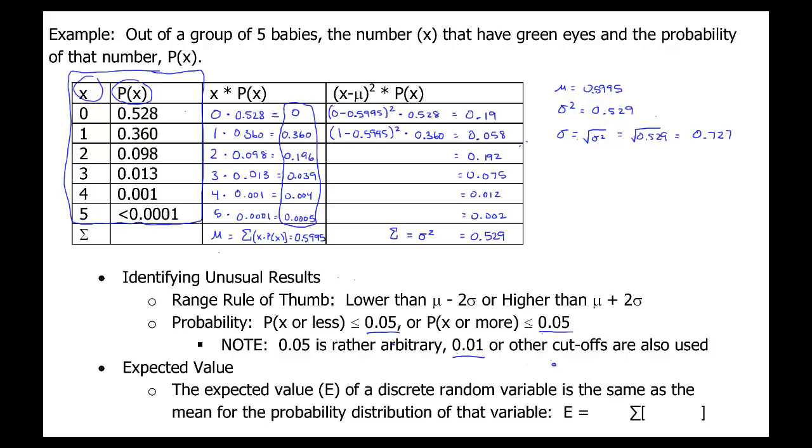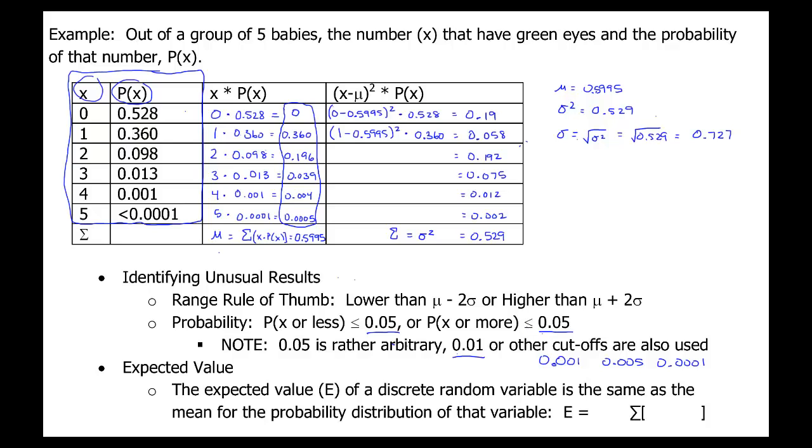Sometimes you might see 0.001 or 0.005 or 0.0001. So each different problem might have a different preset cutoff that has been chosen, and you just have to make sure that you're using whatever cutoff a problem provides for you to decide if something is unusual.